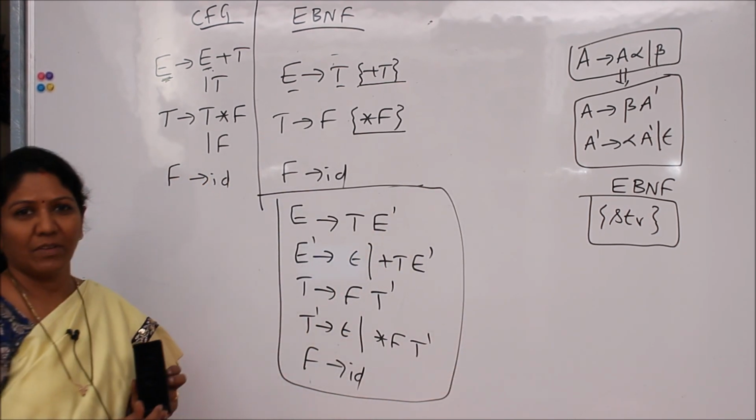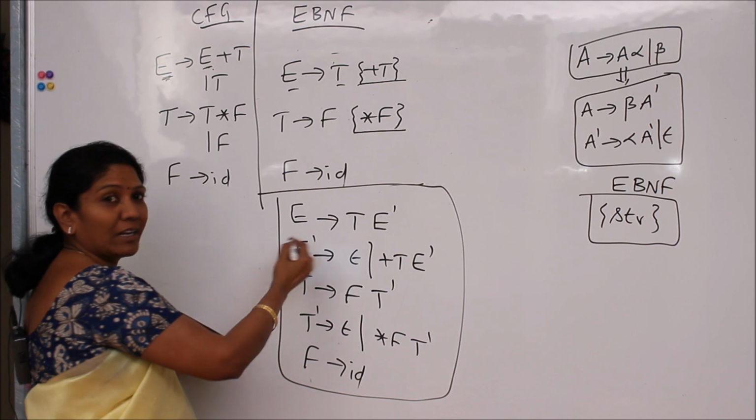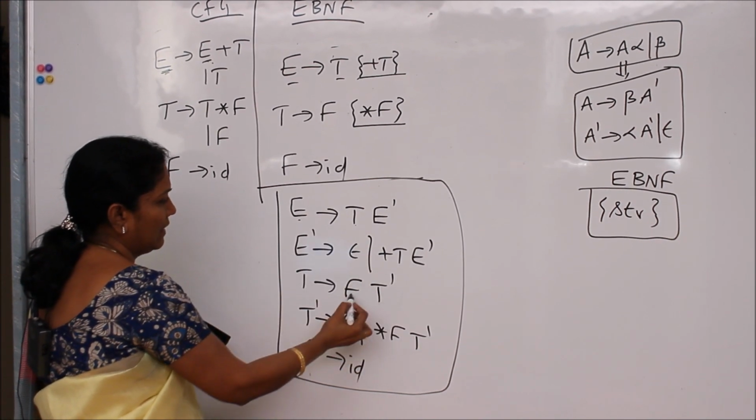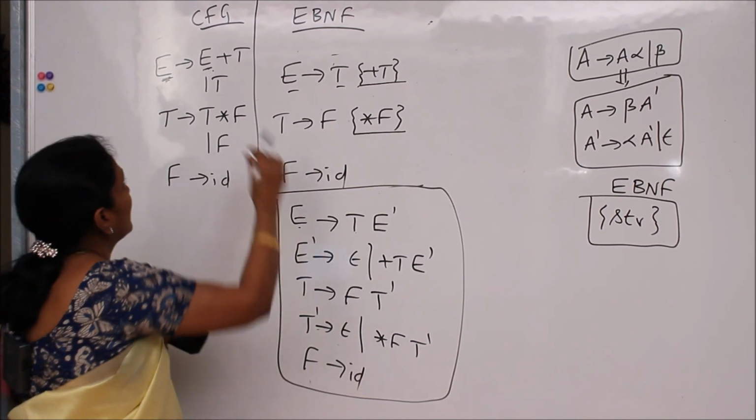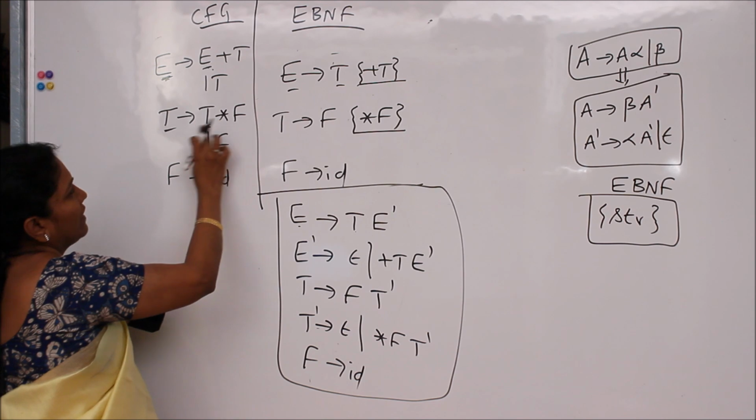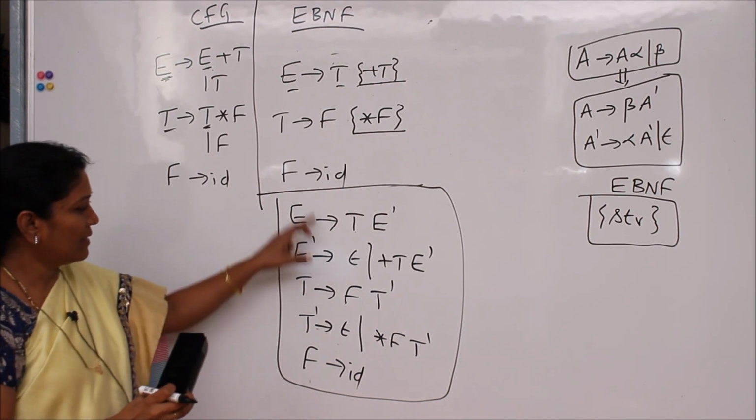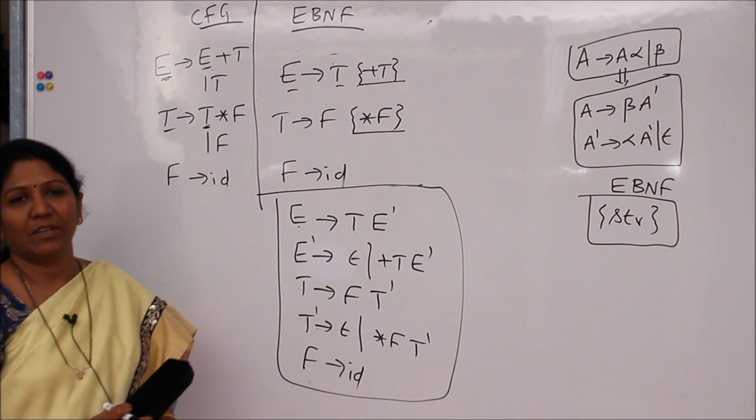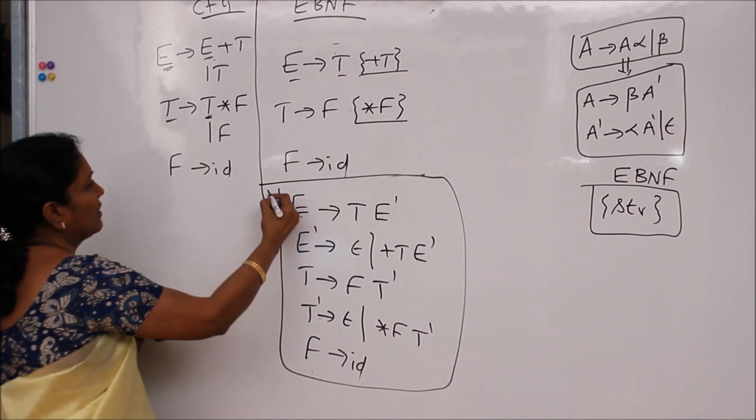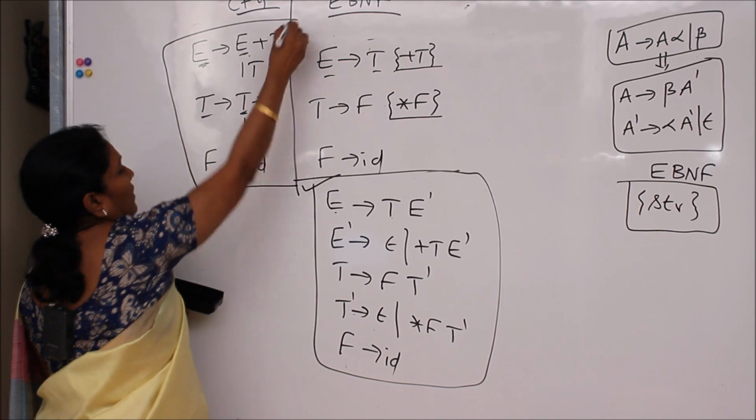Look at this resulting grammar. Do you have any left recursion? Check out each and every production. These two are not the same, hence there is no left recursion. In the given grammar, there is a left recursion at two places, E and T, whereas in the resulting grammar, there is no left recursion. This is how we can eliminate the left recursion. Now you compare this grammar with the original grammar.